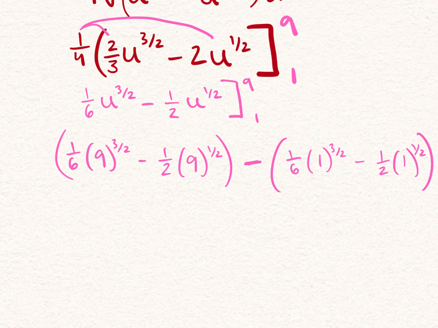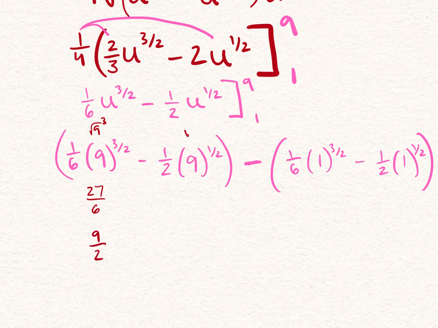Then from here we just have to do the math. So 9 to the 3/2 power is like saying the square root of 9 cubed. So the square root of 9 is 3, and 3 cubed would be 27. So I have 27 over 6. We can simplify it now. Let's divide them both by 3. We get 9 over 2.